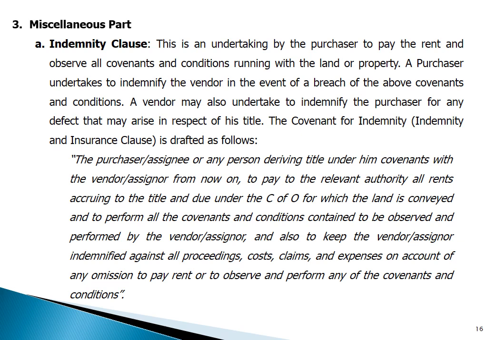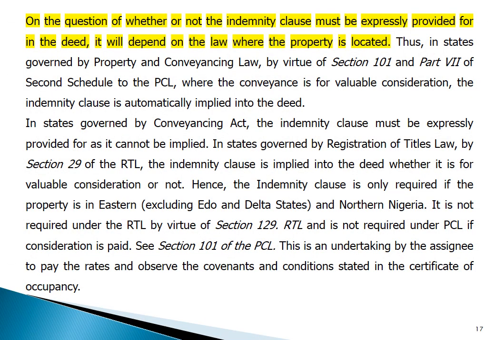with the vendor assignor from now on to pay to the relevant authority all rents accruing to the title and due under the C of O for which the land is conveyed, and to perform all the covenants and conditions contained to be observed and performed by the vendor assignor, and also to keep the vendor assignor indemnified against all proceedings, costs, claims, and expenses on account of any omission to pay rent or to observe and perform any of the covenants and conditions. On the question of whether or not the indemnity clause must be expressly provided for in the deed, it will depend on the law where the property is located.